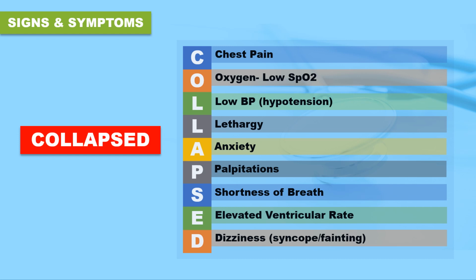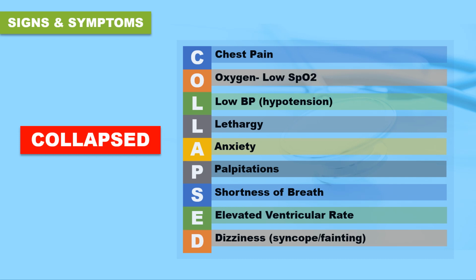We can remember signs and symptoms by the acronym COLLAPSED. So let's run through these because they all stem from either low oxygen, low cardiac output, and possibly even clots. So C is for chest pain, O is for oxygen or low oxygen saturation, the L is for low BP or pressure called hypotension, and even tachycardia, and we're talking heart rates over 100. The L is for lethargy, A for anxiety, P for palpitations.